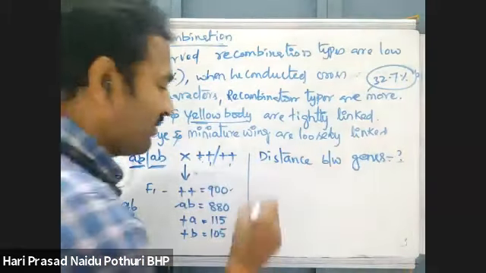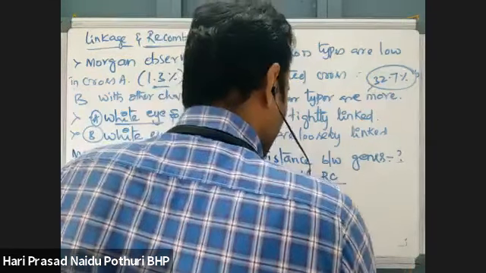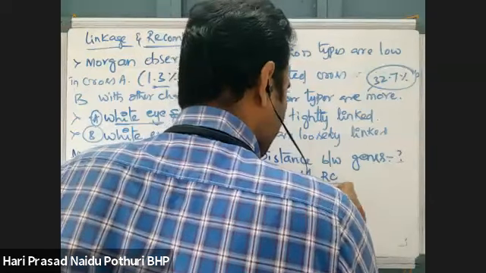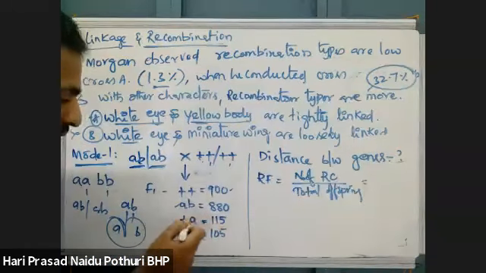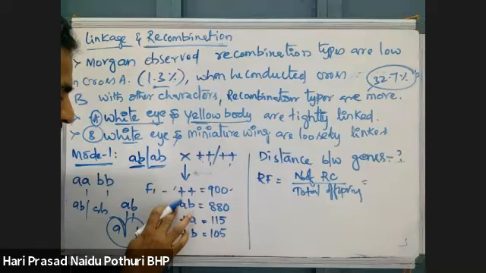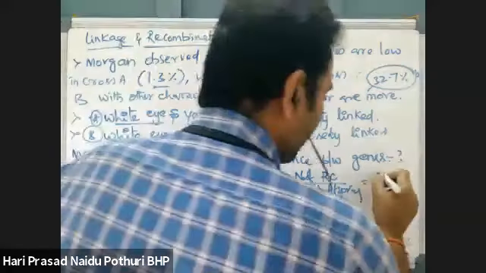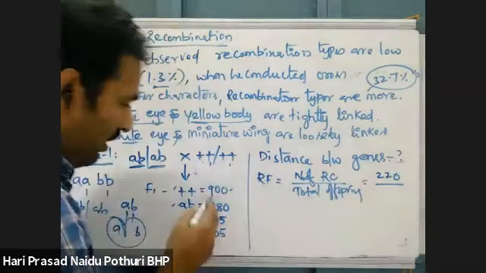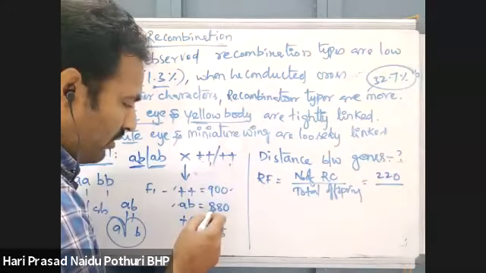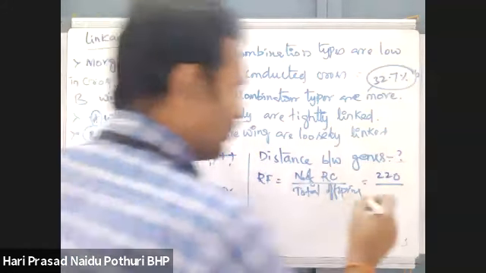What is recombination frequency? Recombination frequency is equal to the number of recombinants divided by total offspring. What is the number of recombinants here? This is parental, this is parental. These two are recombinants. Recombinants are how many? 220. These two are recombinants, divided by the total, 2000.